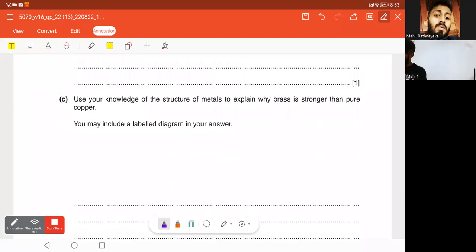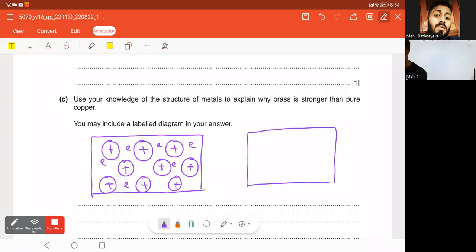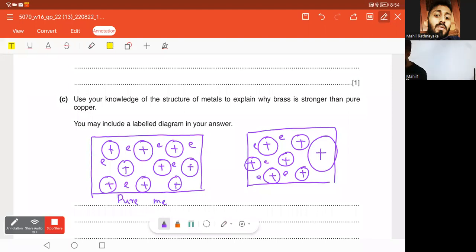Next one. You have to draw the structure of brass. Then brass is what? Alloy. Alloy has what? Yes, you have to write. I'll draw both. This is for what, Lama? Pure metal. This is for pure metal. For alloy, how to draw the alloy? This is for pure metal, right? This is for alloy.